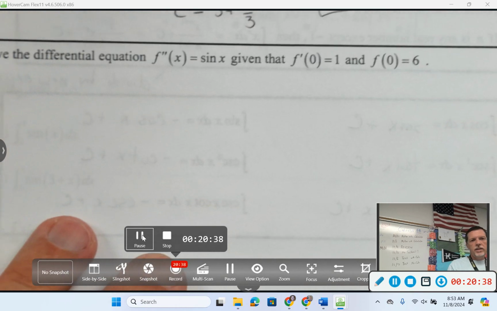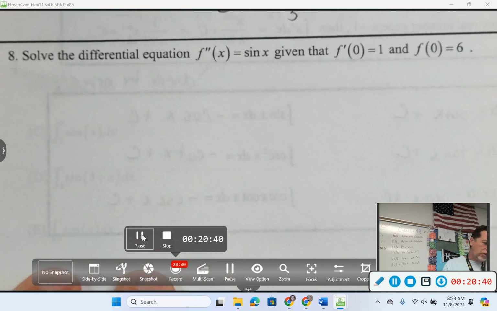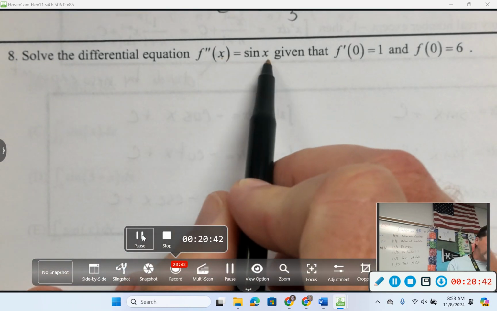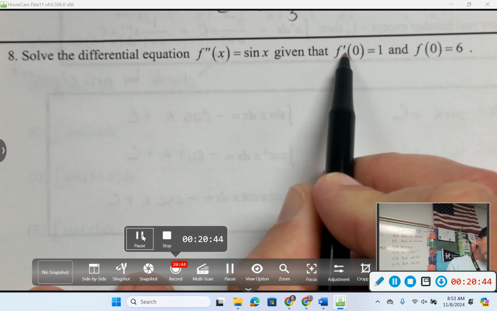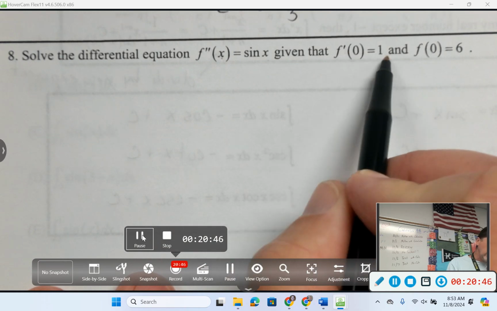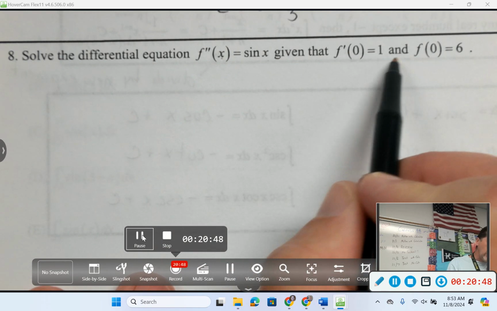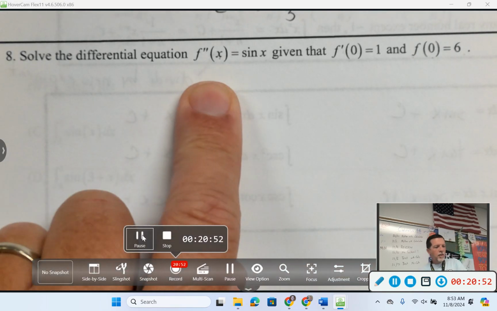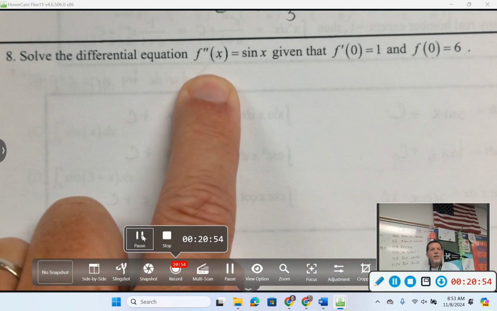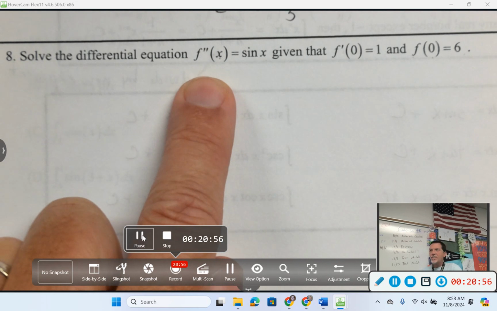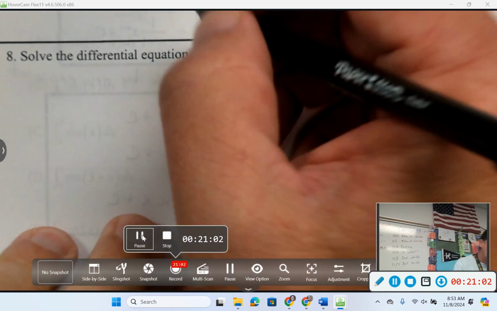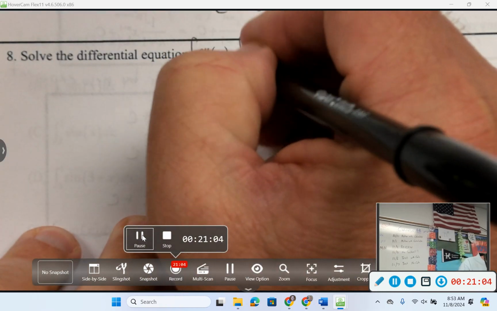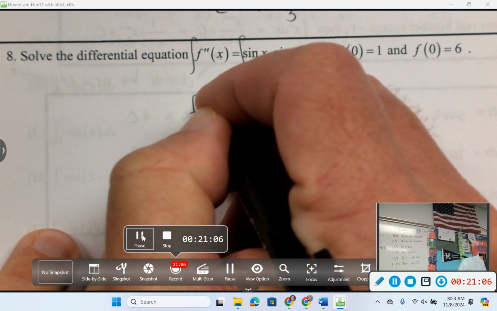Number 8. Solve the differential equation where the second derivative equals sine, given that the first derivative at 0 is 1, and the original at 0 is 6. So if they give me the second derivative, what do I have to do to get back to f? Right, I gotta go backwards twice. I gotta underive twice. So let's underive once. That would get me to f prime.